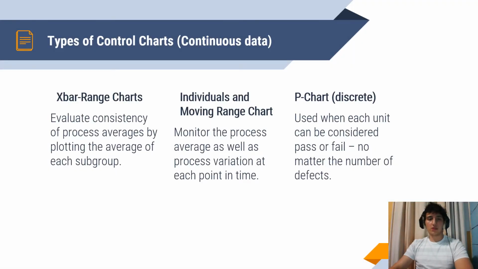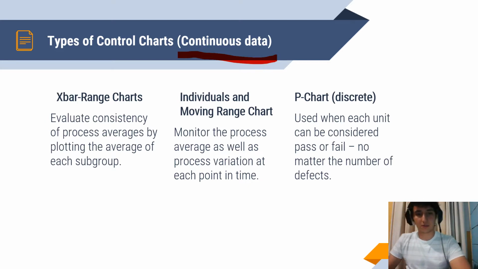Okay, so now we're going to review some types of control charts. The first ones are going to be continuous data. So first we have the most common one, the X-bar and R chart and the X-bar S chart. They are used to evaluate consistency of process averages by plotting the average of each subgroup. They help us notice any discrepancies between the samples.